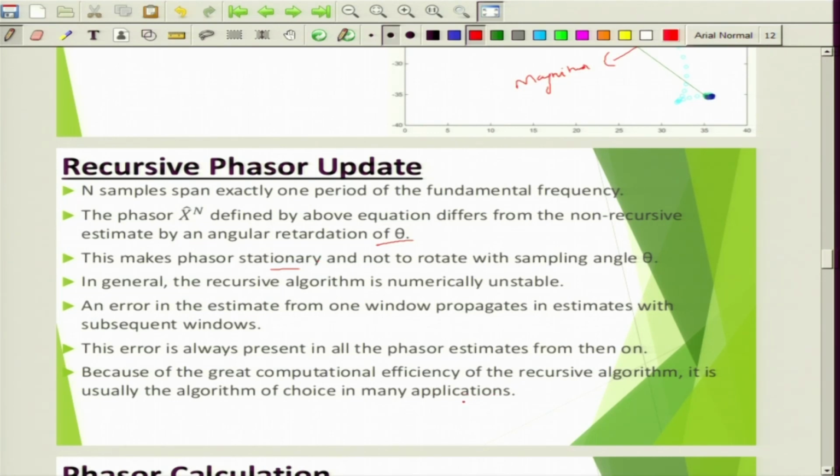In general, the recursive algorithm is numerically unstable. So, an error in the estimate from one window propagates in estimates with subsequent windows. So, error propagates here. This error is always present in all the phasor estimates from then on. Because of the great computational efficiency of the recursive algorithm, it is usually the algorithm of choice in many applications.